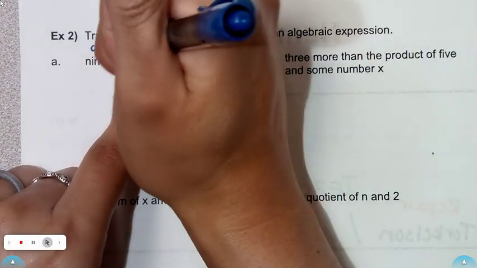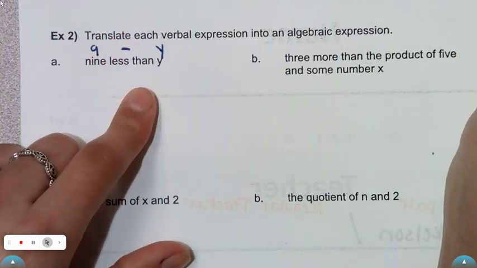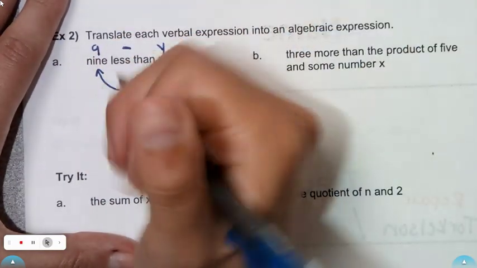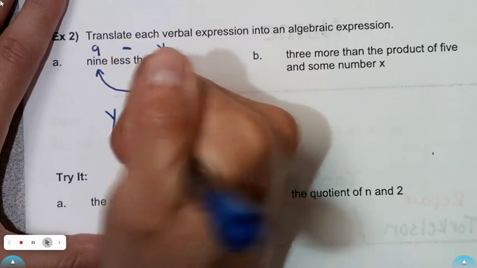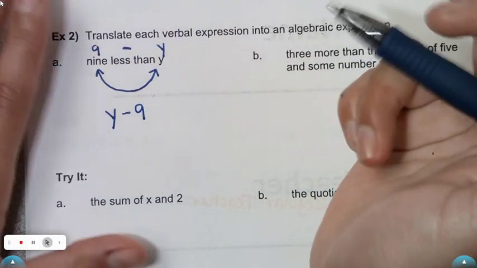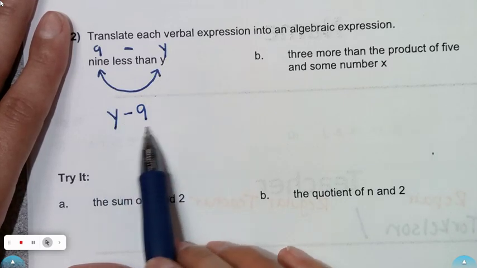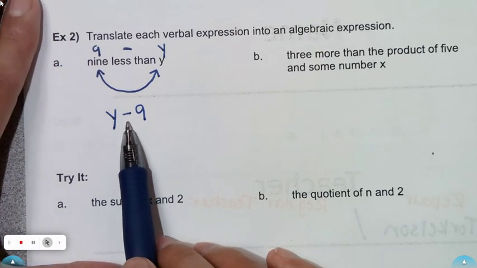Less than is minus, and then I have y. Whenever you're doing subtraction, be super careful. Sometimes you do have to switch them. So when I write this, it's not going to be 9 minus y, this is y minus 9. Because it's 9 less than y. So just be careful when you're doing problems like this.